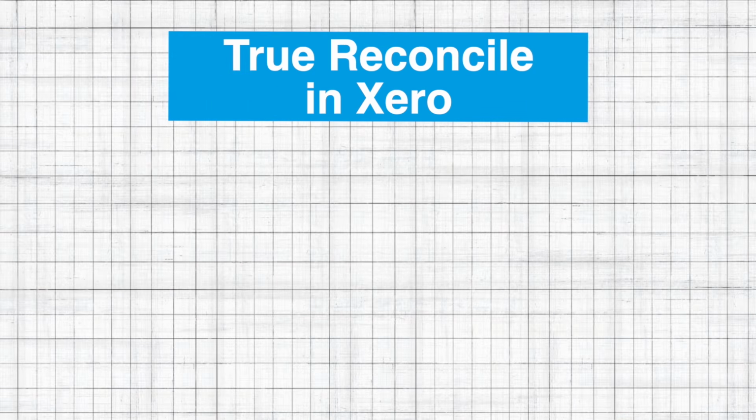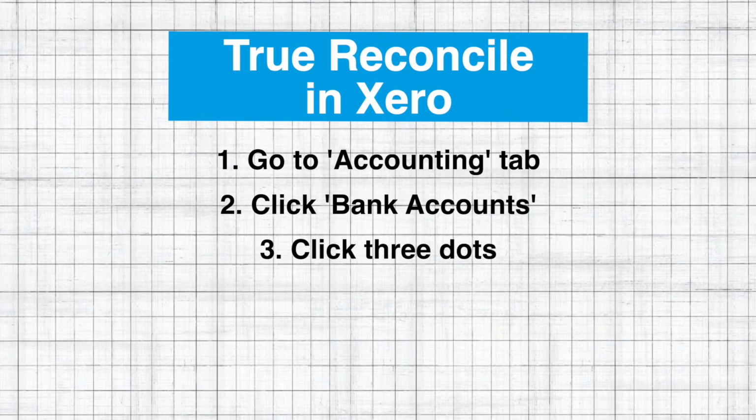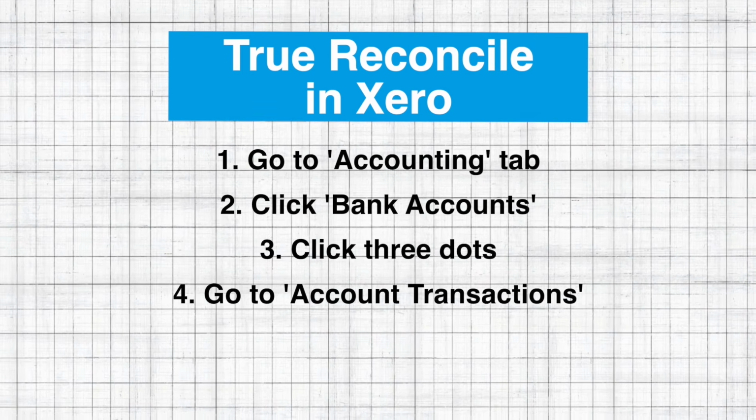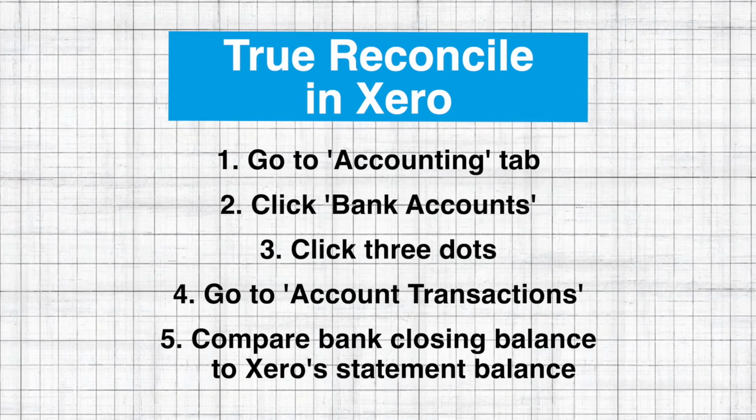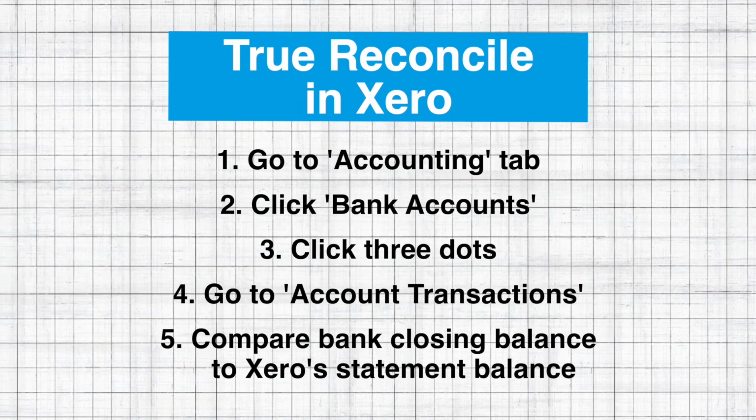The 2026 fix for this mistake is that if you want to perform a true reconciliation, we go to the accounting tab, we click on bank accounts, we click the three dots, we go to account transactions. From there, we are going to compare your bank statement closing balance with Xero's statement balance.